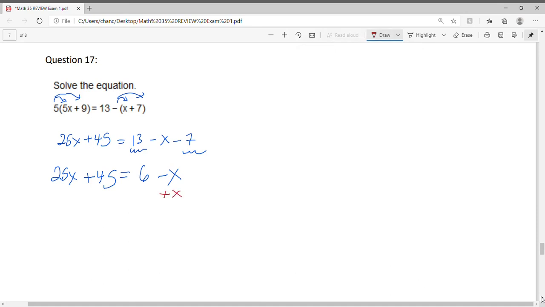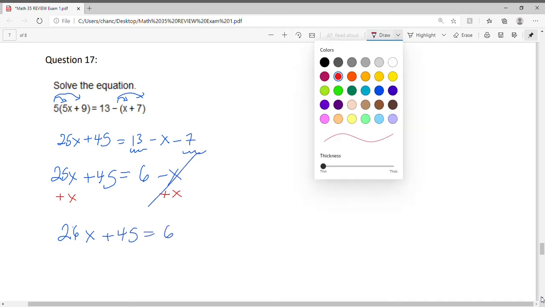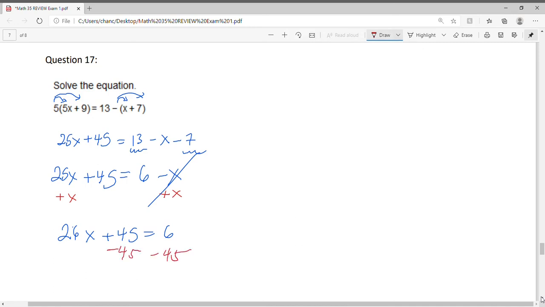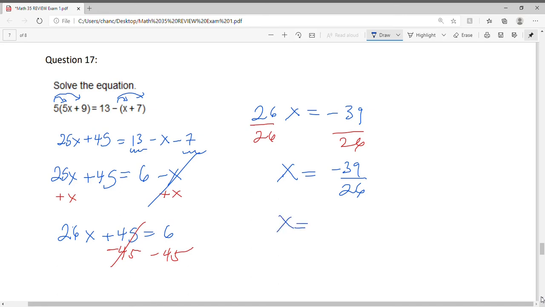Let's add x to both sides. That gives me 26x plus 45 equals 6. Let's subtract the 45 from both sides now. That gives me 26x equals negative 39. And now I can divide both sides by 26. x is equal to negative 39 over 26. Let's see if there's a common factor. There's a common factor of 13. So we have x equals negative 3 over 2. This is our solution. We reduce the top and the bottom by 13.